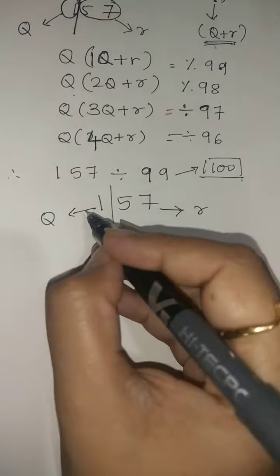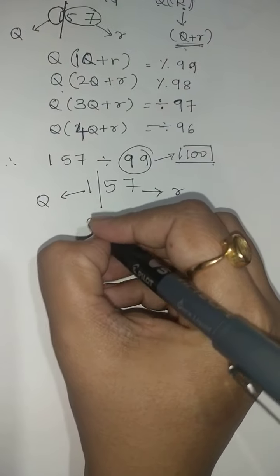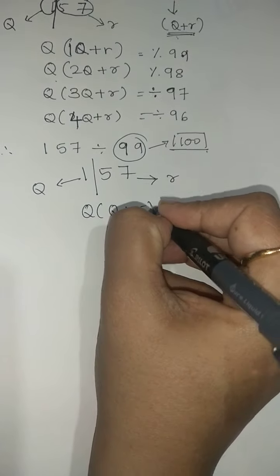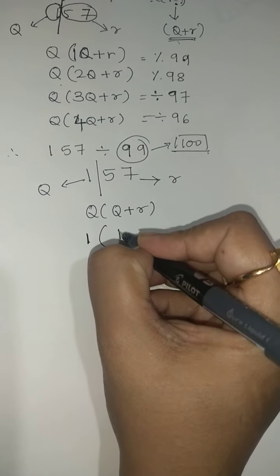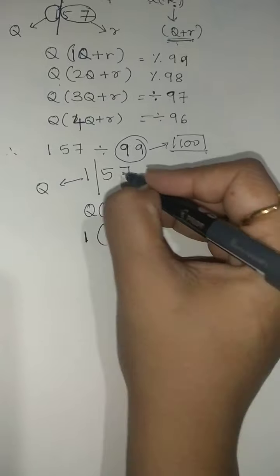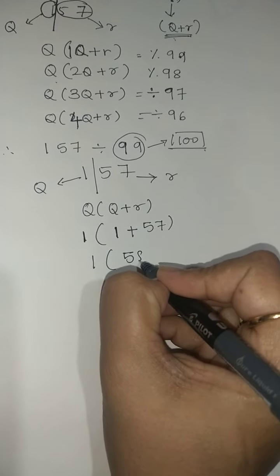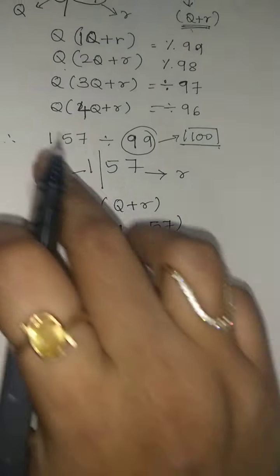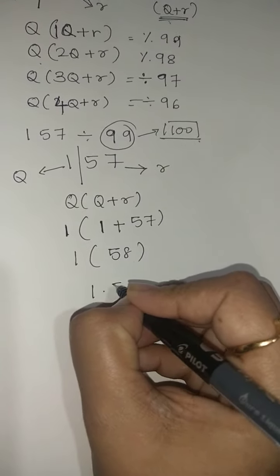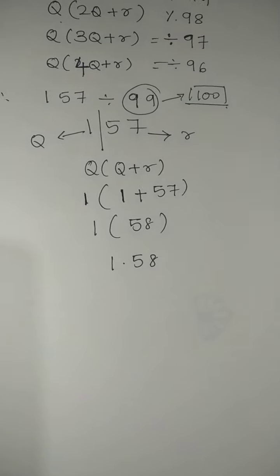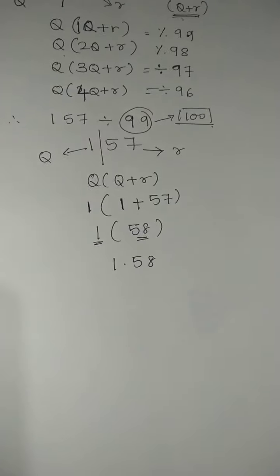Now I will substitute, and because we are dividing by 99, what is our formula? Q plus r. So let's substitute. The value of Q is 1, and in the bracket, 1 plus the value of small r, which is 57. So 1 bracket 58. So your answer for 157 divided by 99 is 1.58. Understood? This becomes your quotient, this becomes your remainder.